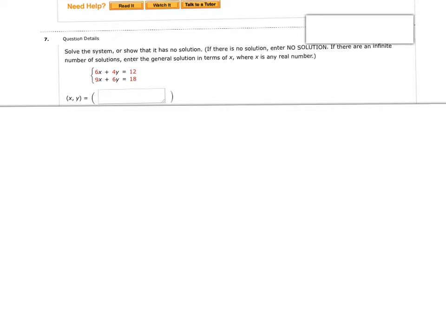All right, next up here, we got number 7. So I'm going to say that this one actually sets up a lot like number 4. So if you do get stuck on this one, just go ahead and check out number 4 first.